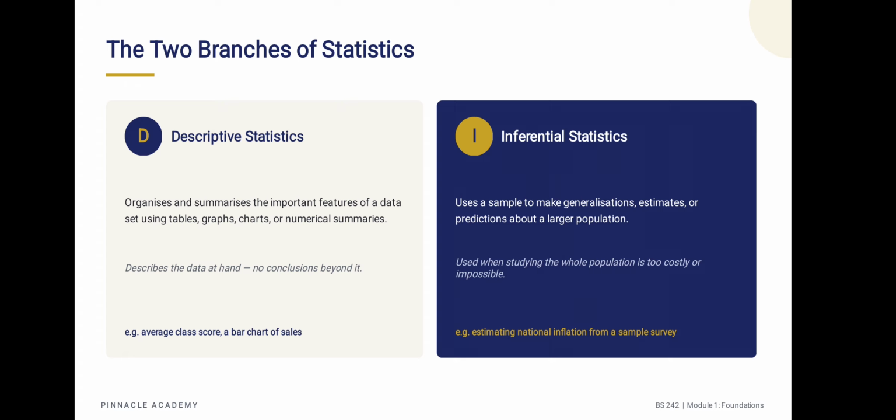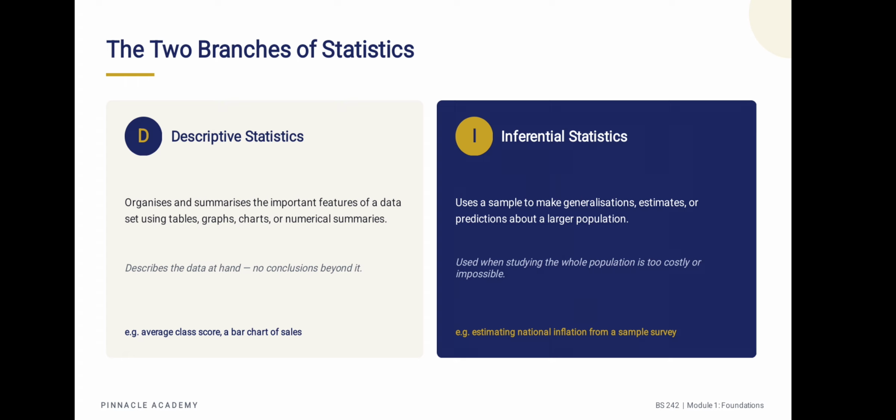Now, since we know what statistics is, let's break it into the 2 major branches, because almost everything we will learn this semester will fall under one of these 2 headings, and exam questions love to test whether you can tell them apart. Okay, so the first branch is descriptive statistics. This is used to organize and summarize the important features of a data set, and we usually do that through tables, graphs, and numerical summaries like averages. The key word here is describe, okay? Descriptive statistics doesn't try to predict anything or generalize beyond the data you actually have in front of you. If I tell you the average mark of this class on the last test was 62%, that's a descriptive statistic. I'm simply describing what already happened in that specific data set, nothing more.